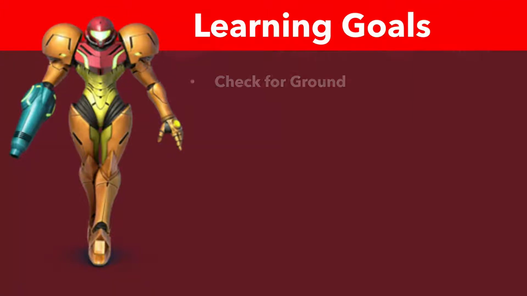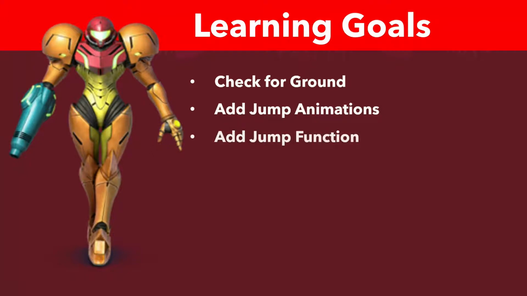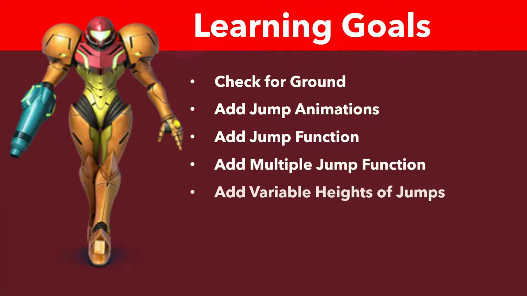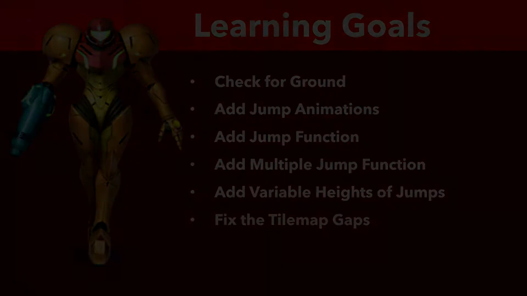So by the end of this tutorial, you will be able to check for the ground with a simple code. You will be able to add the jump animations to your animator and optimize the animator in general. You will also add a normal jump function, a multiple jump function, and also a variable height of jump. So making a low jump when you hit the spacebar shortly and a higher jump if you hit it longer. Also, I noticed there are some tilemap gaps, and I will show you at the beginning of this tutorial how to fix those. So let's get right into it.